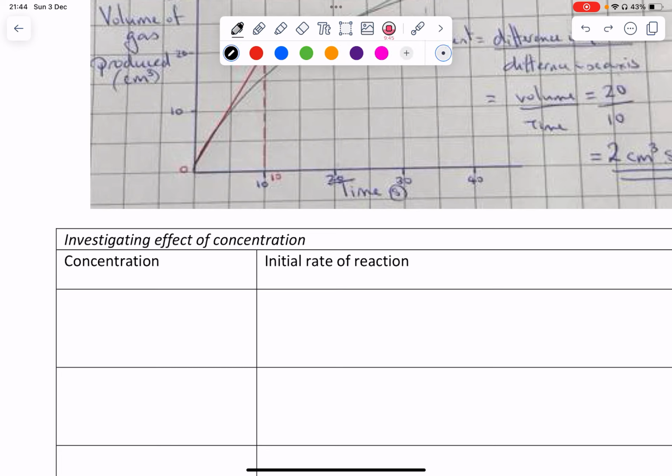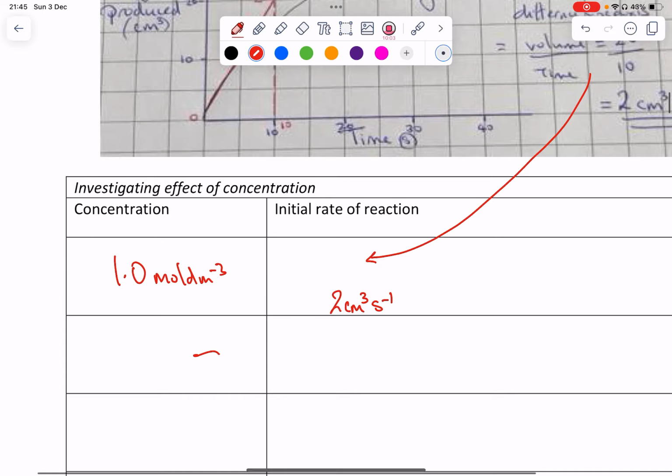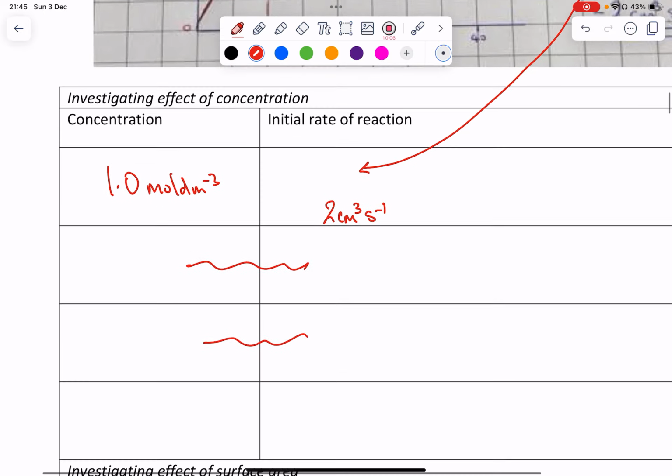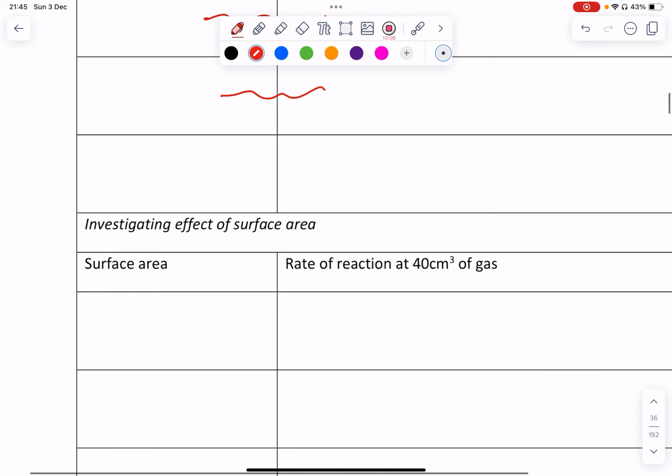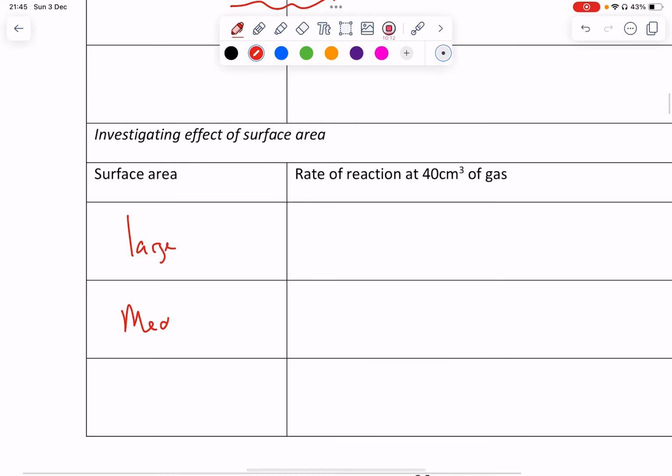Let's imagine that that was my concentration of 1 mole per decimeter cubed that I was using. I then put in here my working out for this, so all this working out would go into here, and I'd get a final answer of 2 centimeters cubed per second. And we should see the same happening in each of these, and then as you come down, the same here for your large, medium, and small size calcium carbonates.